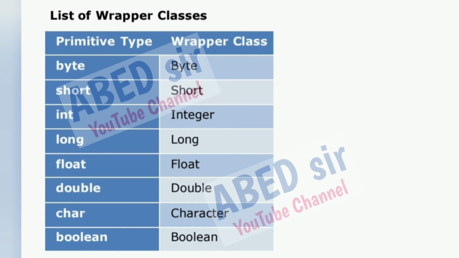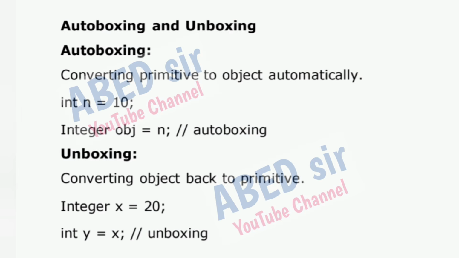List of wrapper classes. Primitive type, wrapper class. byte, Byte. short, Short. int, Integer. long, Long. float, Float. double, Double. char, Character. boolean, Boolean. Autoboxing and unboxing. Autoboxing: converting primitive to object automatically. int n = 10; Integer obj = n; this is autoboxing.